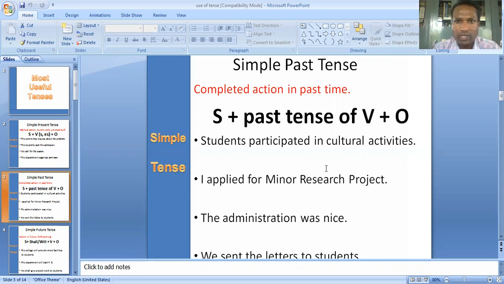Okay, now next sentence. The administration was nice. The administration is the subject, was is past tense of verb, and nice is object. Third, last example, fourth, we sent the letters to students. We is subject, sent is the past tense of verb, and the letters to students is object.